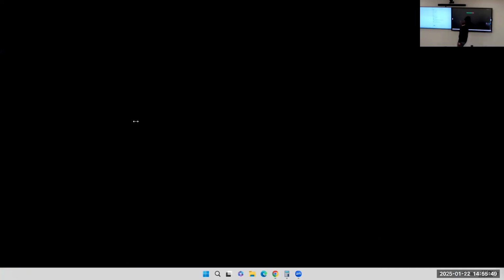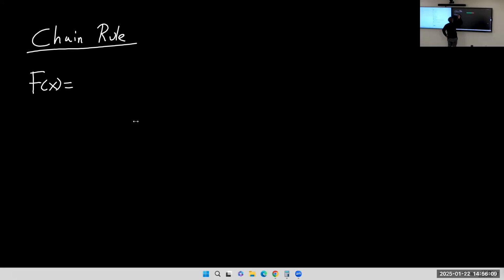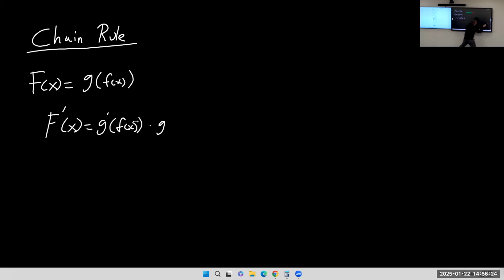Okay, so chain rule. It's thought of as a function in a function. One textbook might write it like this: g of f of x, f prime of x equals derivative of the outside times the derivative of the inside. This is how a textbook might write it.